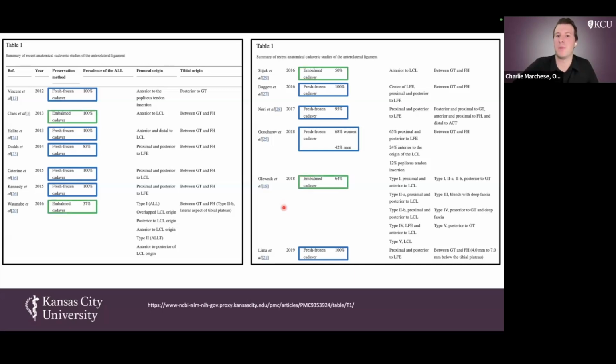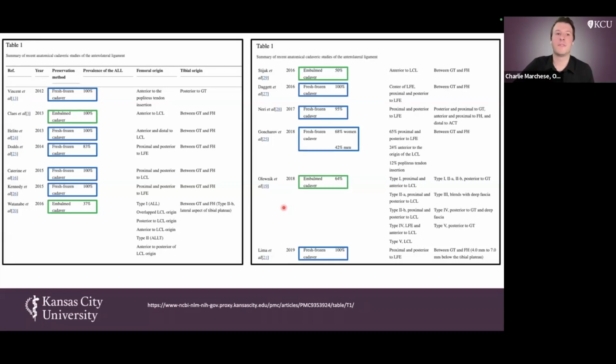If we go over to the embalmed cadavers, which are now in green, the prevalence within this donor population definitely is lower than what is presented here in the fresh frozen cadavers. Again, not quite sure why, but our donors that we used were embalmed. So it was important to bring this up initially as a way to really wrap our heads around what our project was about.